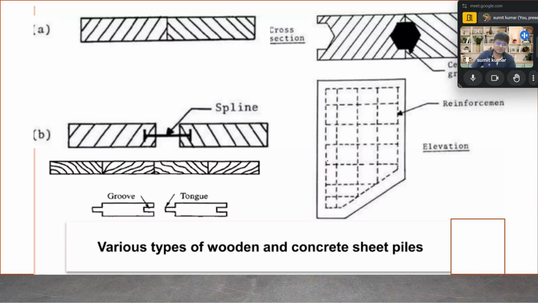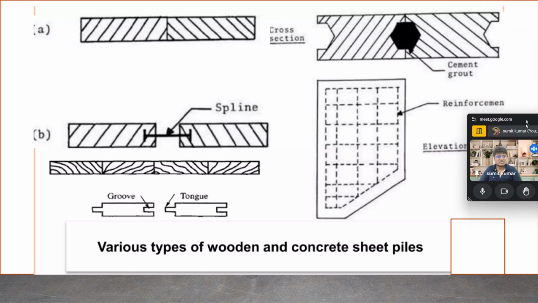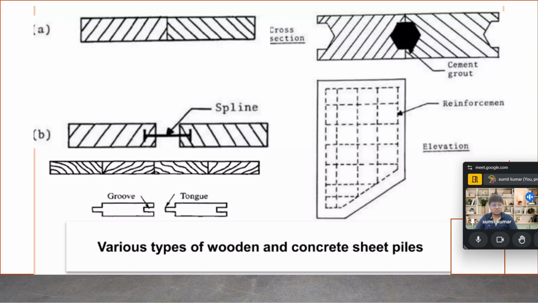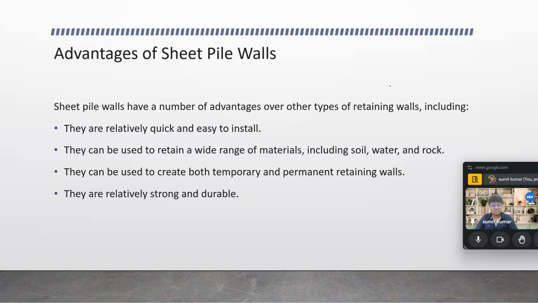So those are mentioned. Here you see the various types of wooden and concrete sheet pile walls. The connections and cross sections are represented with this image, so I don't think anything here needs to be discussed. That is only for representation.